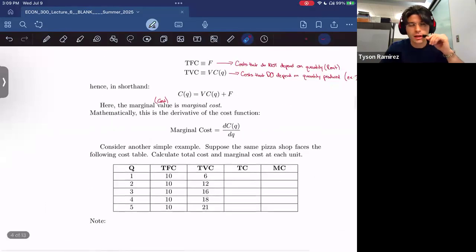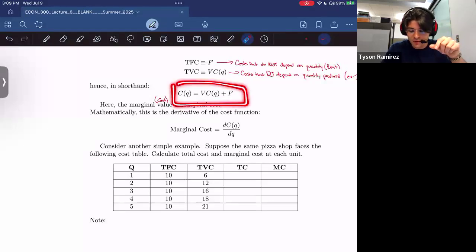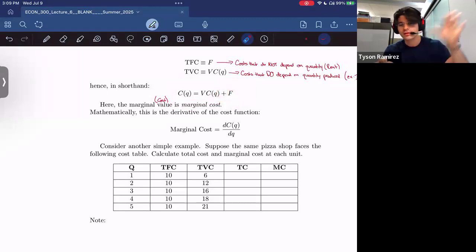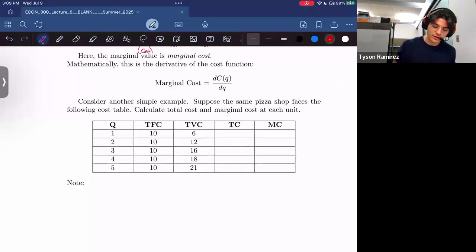I'm going to just say this out loud now, and we will make a note of it later. If I'm taking the derivative of the cost function, does fixed cost affect our marginal cost? Write that in your notes, what your answer is, and we'll consider that later. So let's concretize this. Let's formalize this with another simple example.